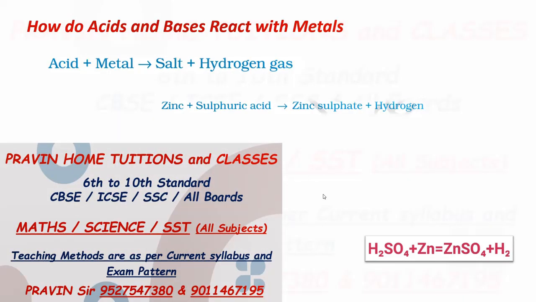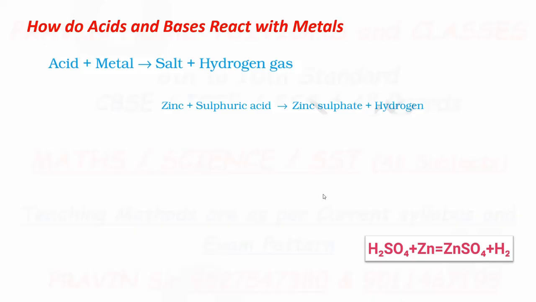Hello friends, welcome back. In this video, we will study how acids and bases react with metals. Means if acid reacts with metal, which products are formed? If bases react with metal, which products are formed?